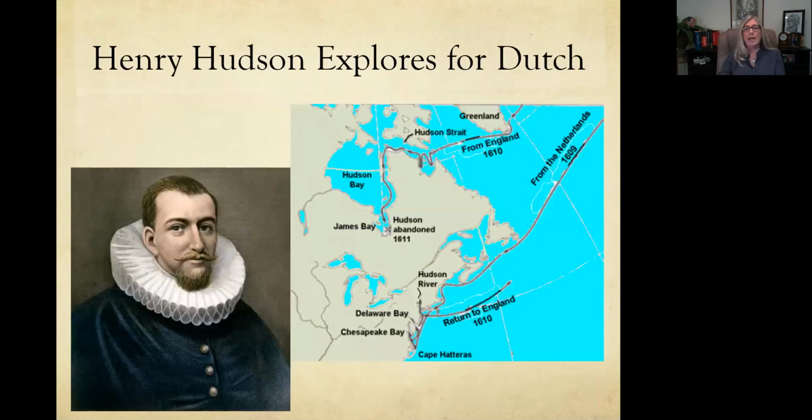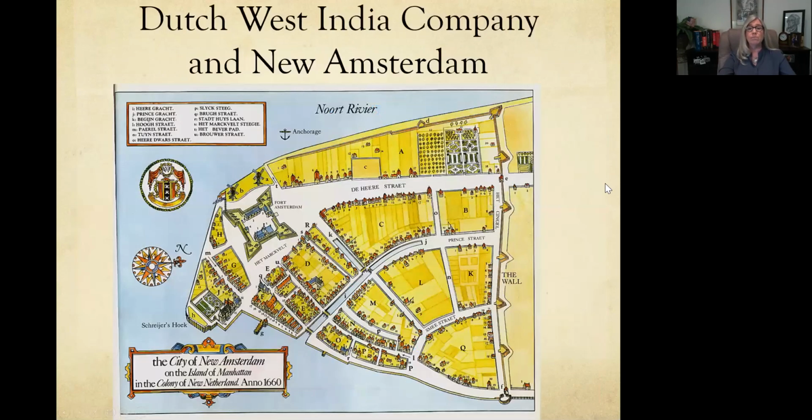Henry Hudson had explored the region for the Dutch, again, looking for that Northwest Passage, because if they're the transporters, they want to have that Northwest Passage available to them. The Hudson River and the Hudson Bay will be named for Henry Hudson, this explorer who establishes this new Netherland, or this Dutch colony.